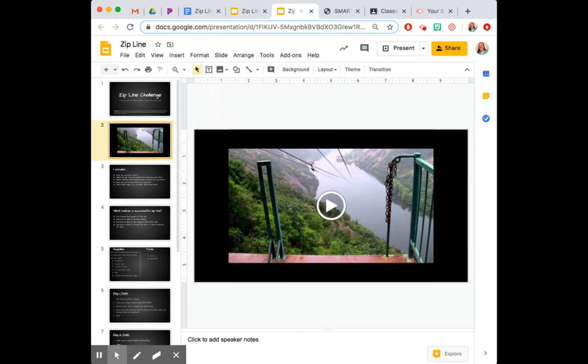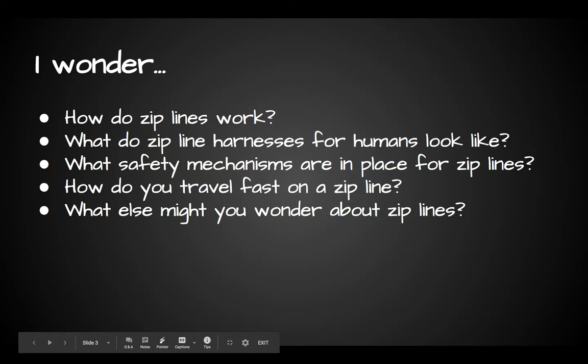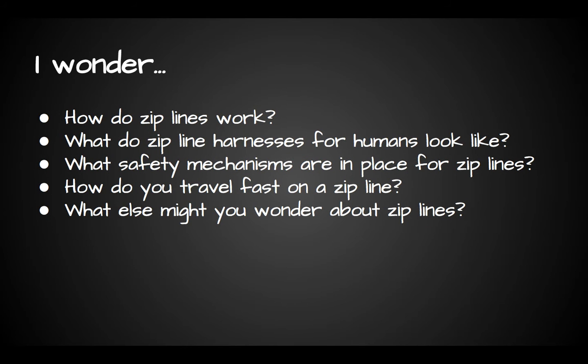All right, so what you are going to be doing is creating a zipline. Some things to think about as you get started: how do zip lines work? What do zipline harnesses for humans look like? Because if a human is going down a zip line, how are they connected to the line? What safety mechanisms are in place for zip lines? How do you travel fast on a zip line? And then what else might you wonder about zip lines?